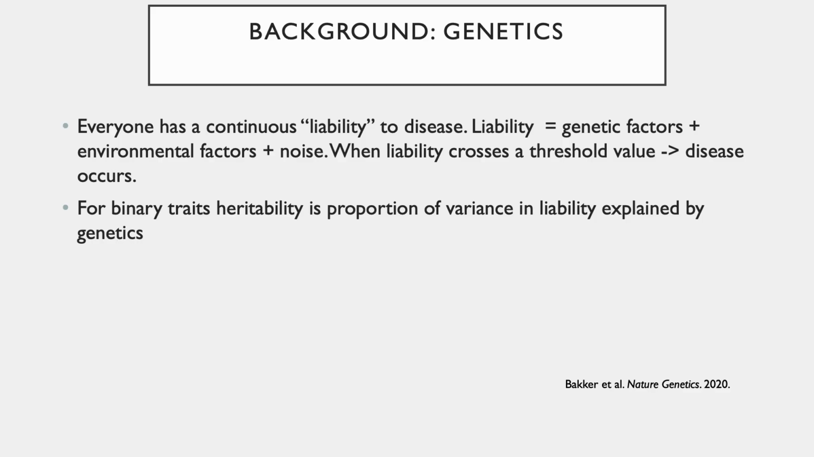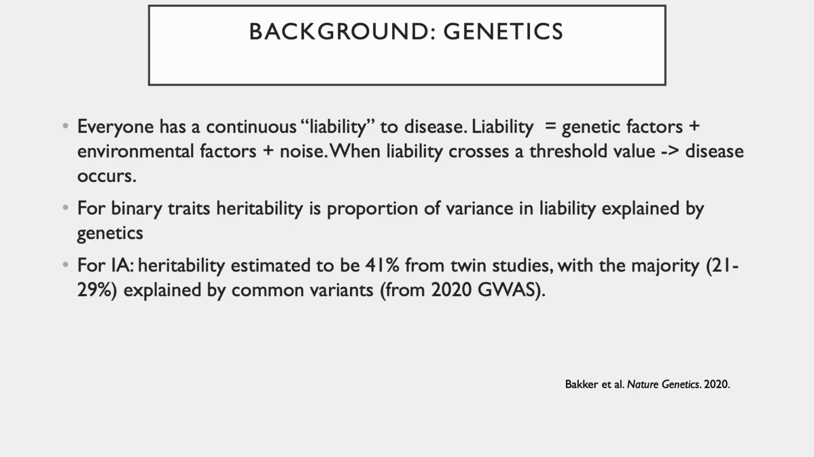Another concept that I want to talk about is heritability. That's a term that gets thrown around a lot, but for binary traits, it has a very specific definition. And that is the proportion of variance in liability that's explained by genetics. And by variance, I mean variance between individuals. For intracranial aneurysm specifically, the heritability has been estimated to be 41% from twin studies, and the majority of that heritability can be explained by common variants. And I'll talk a little bit more about the GWAS that produced those results a bit down the line.